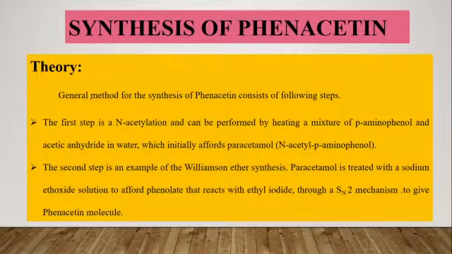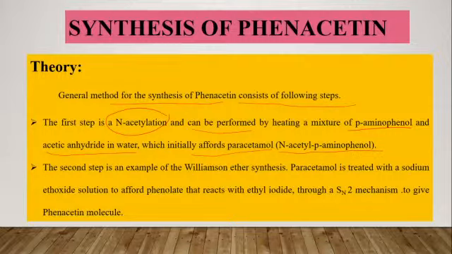The general method for the synthesis of phenacetin consists of majorly two steps. The first step is acylation, and it can be performed by heating a mixture of p-aminophenol and acetic anhydride in water, which initially forms paracetamol, that is called N-acetyl para-aminophenol.